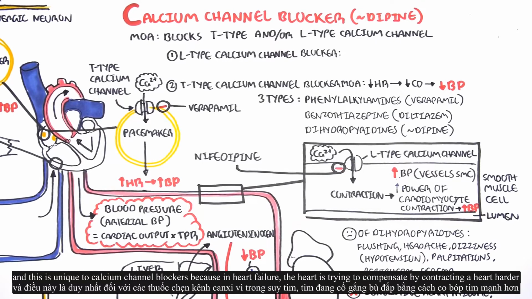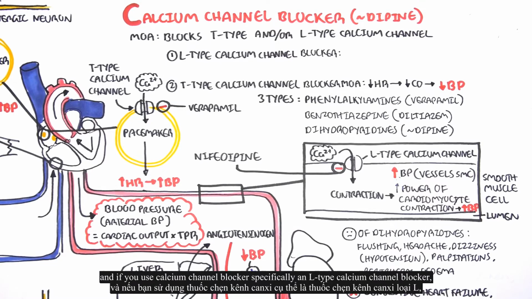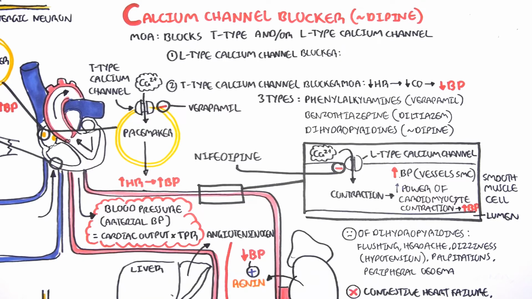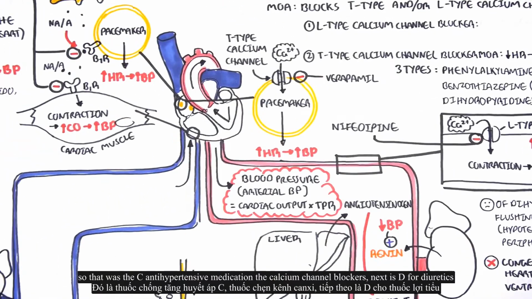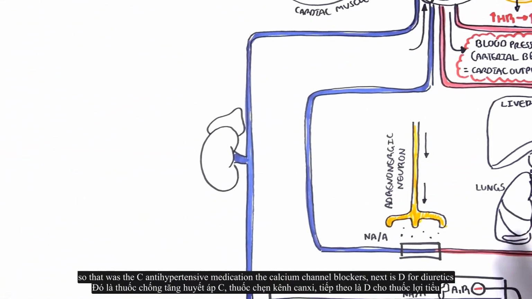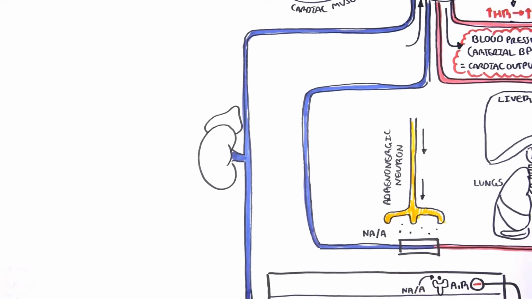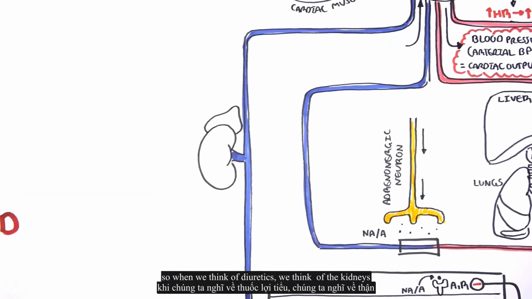And this is unique to calcium channel blockers because in heart failure, the heart is trying to compensate by contracting a lot harder. So if you use a calcium channel blocker, specifically an L-type calcium channel blocker, you are weakening or reducing the strength of contraction of the heart. And this is what you do not want to do in people who have heart failure. So that was the C antihypertensive medication, the calcium channel blockers. Next is D for diuretics. When we think of diuretics, we think of the kidneys.